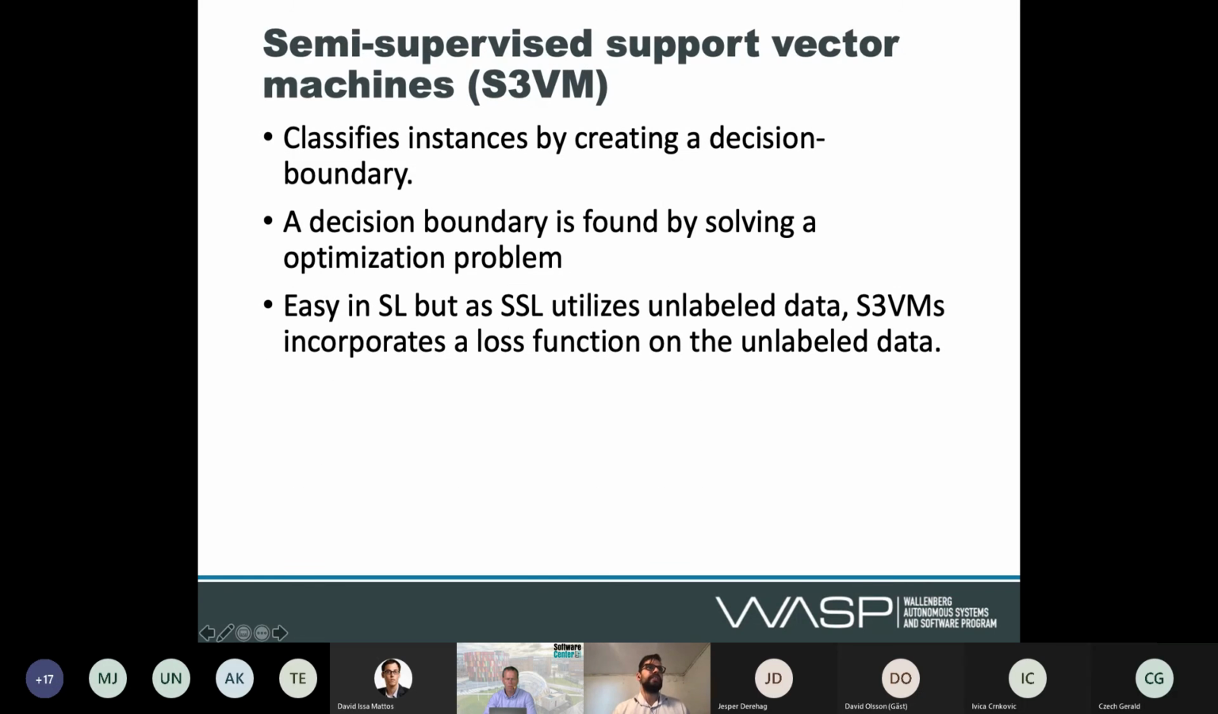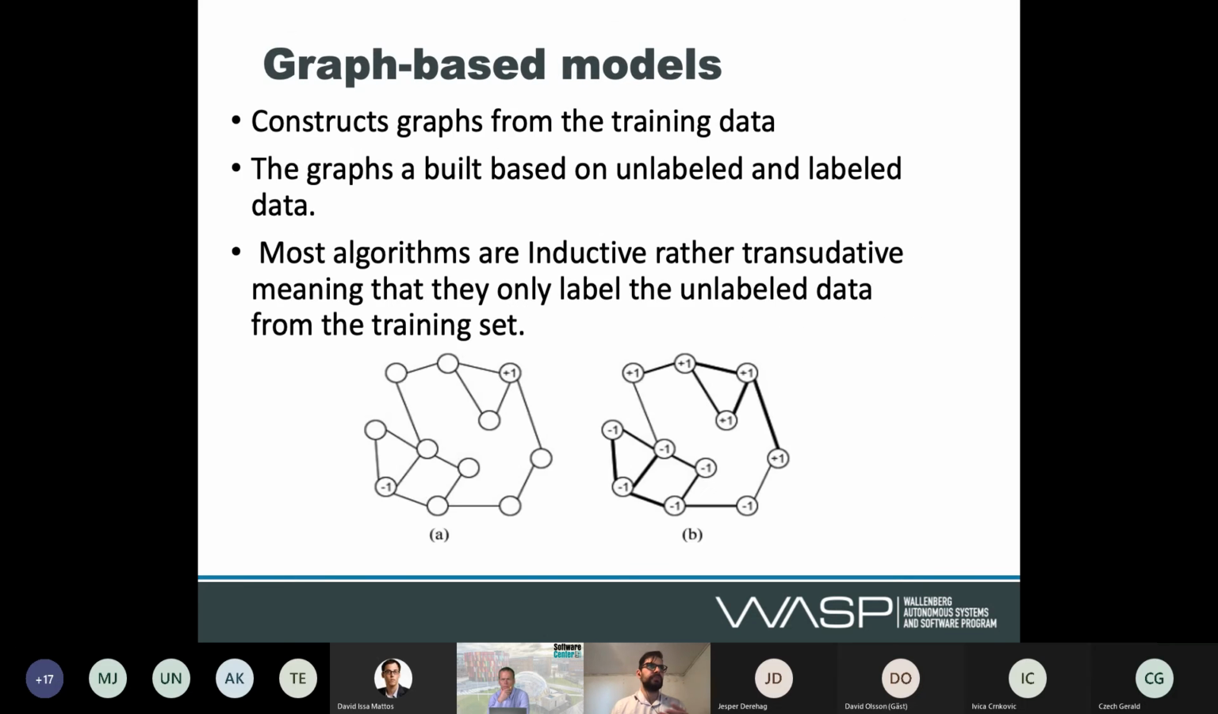And then we have the support vector machine. So usually ordinary support vector machines classify instances by creating a decision boundary, and this decision boundary is again found by solving an optimization problem, which is easy in supervised learning, but as we have unlabeled instances, we need to impose another loss function on the unlabeled data. But semi-supervised support vector machines take care of this problem as well.